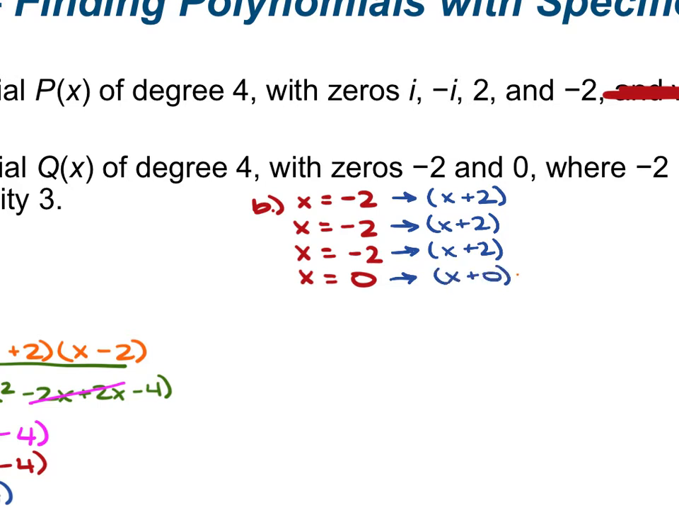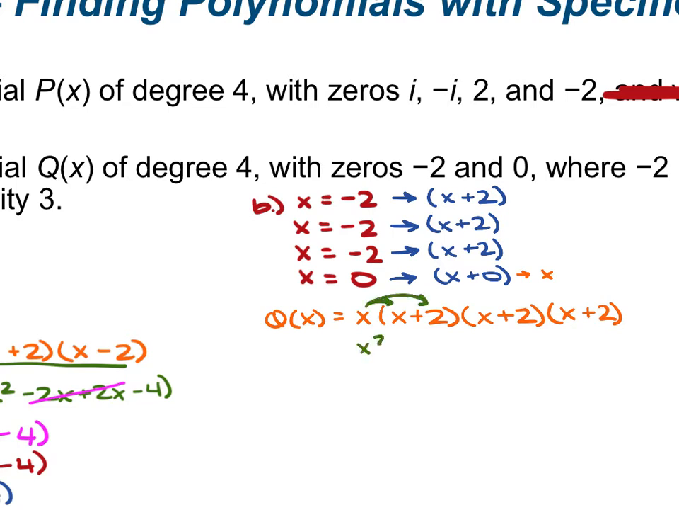X plus 0 is just x, so when we set this all up as a product of binomials here, we're going to have q of x is equal to x times x plus 2 times x plus 2 times x plus 2. So from here, we're just going to multiply. For the x, we can just distribute it in.